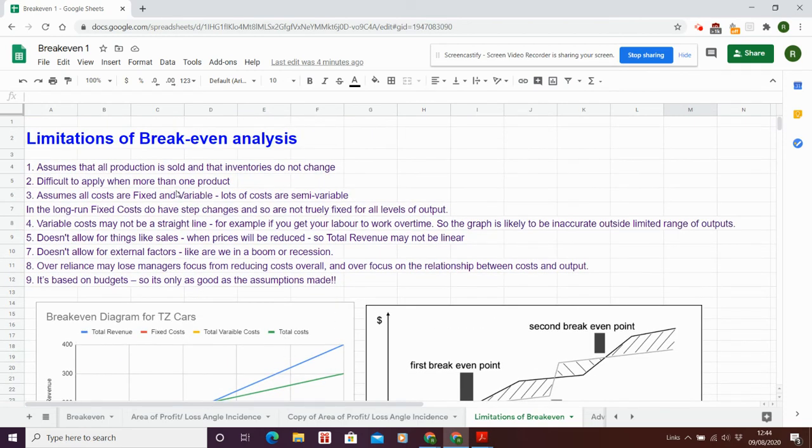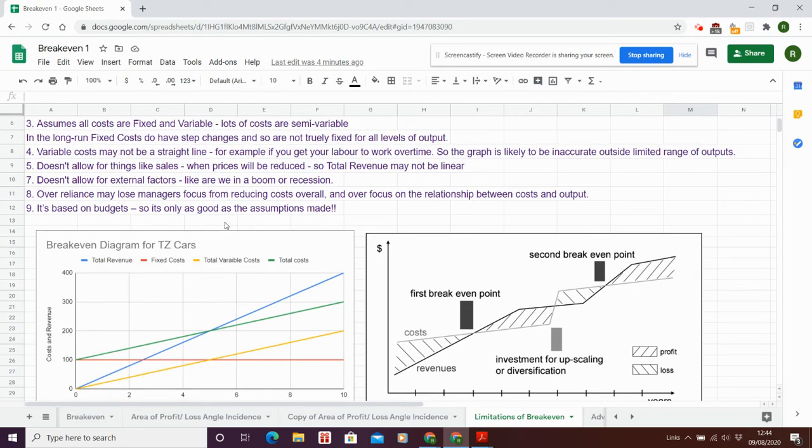Okay, it is relatively difficult to apply to a firm that makes more than one product, and that's because your revenue curves are likely to be different if you sell more than one product. So it depends upon the mix of products that you are selling as to how the line would look, and also different products have different variable costs of production.